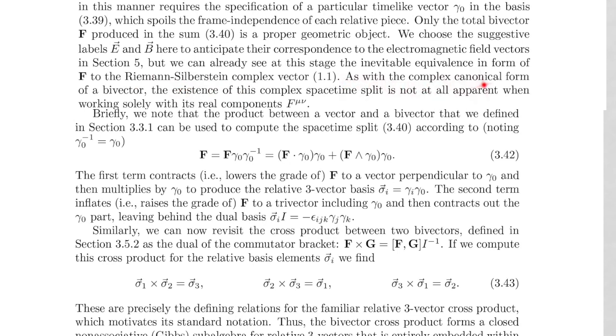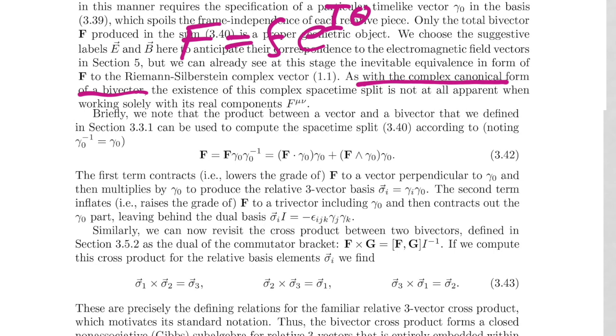Okay, as with the complex canonical form of a bivector, that was this thing. That was F equals F e to the I, e to the capital I, the way we're doing it, phi, right?